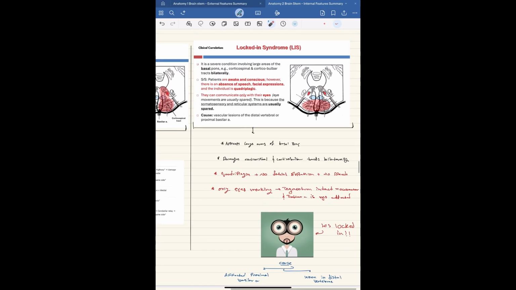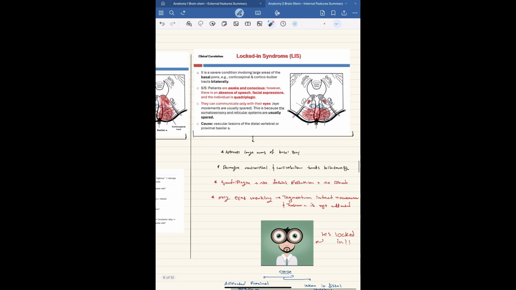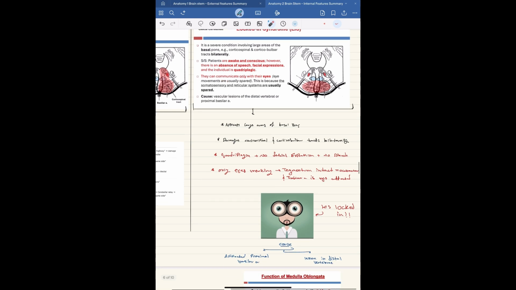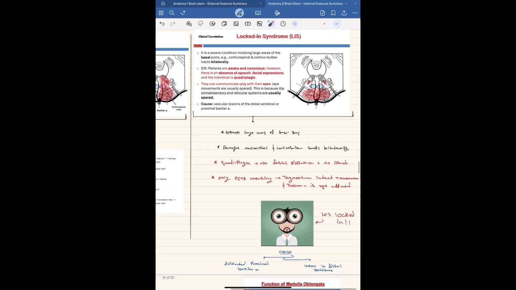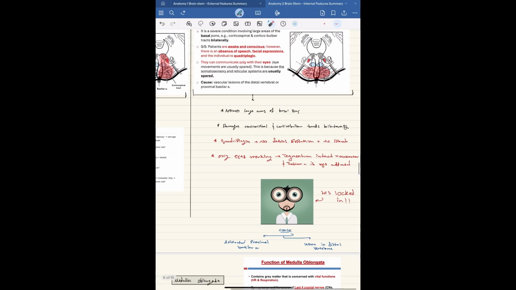Second syndrome is called the locked-in syndrome. Here it's affecting this area. So, what is this area, as you know? This is the basal area, the basilar part. And it causes damage to the tracts within the nucleus and the tracts within. So it damages the corticospinal and the corticobulbar.